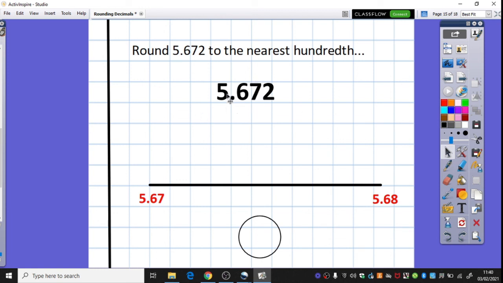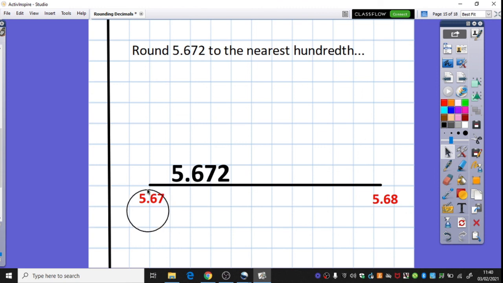So if we're rounding to the nearest hundredth, 5.672, this is our hundredth here, which is a 7. So the 7 hundredths came before, 5.67. The hundredth that comes after is 5.68. So this time, again, same rule, looking to that column to our right, which is a 2, which tells me I'm less than halfway, so I'm roughly about here. 4 or below I round down low, and it was a 2, so I'm going to round down low to 5.67.